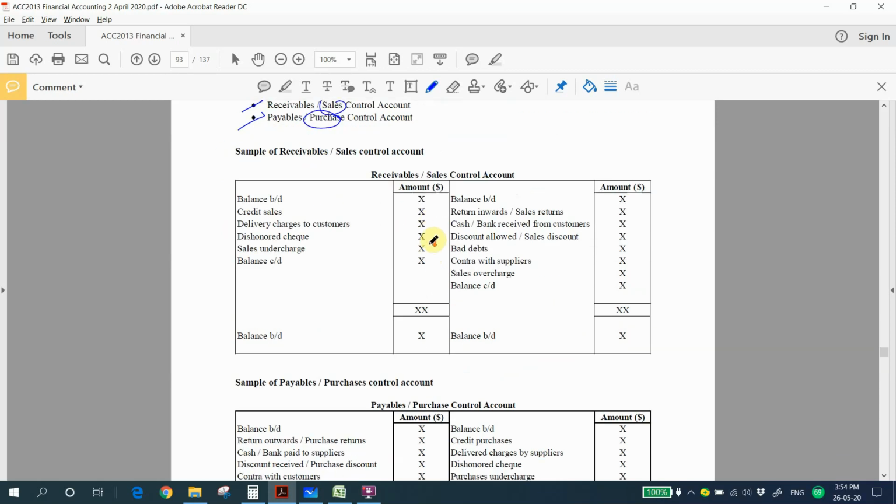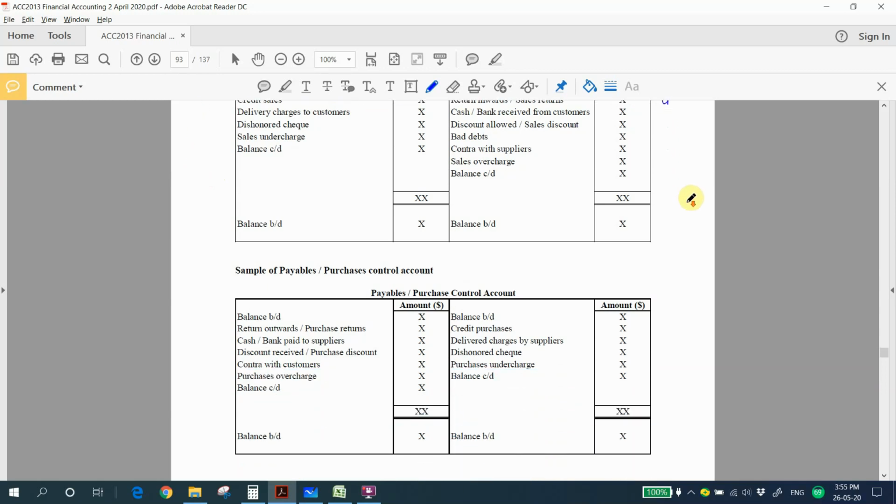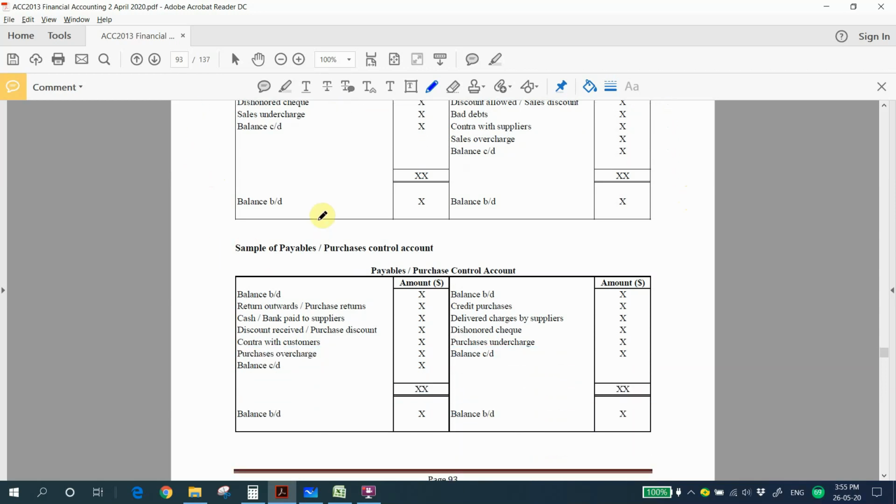And here we have a sample. So basically on the debit side is the transaction that will increase your receivable value. On the credit side is the transaction that will reduce your receivable value. On the other hand, for your payables account, on the debit side, those entries will reduce your payables balances, and on the credit side, those entries will increase the payable balances.